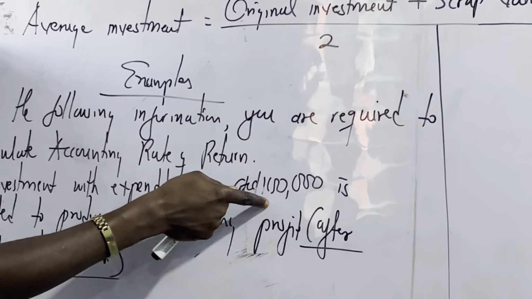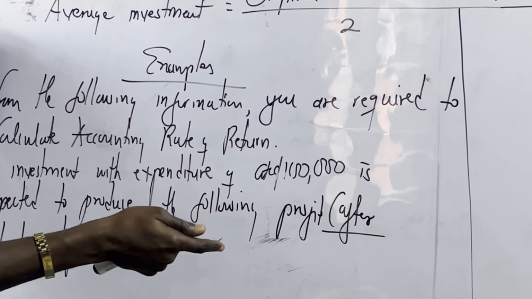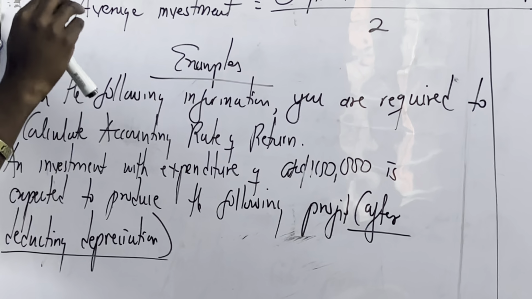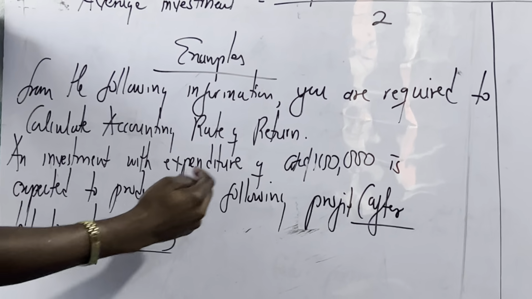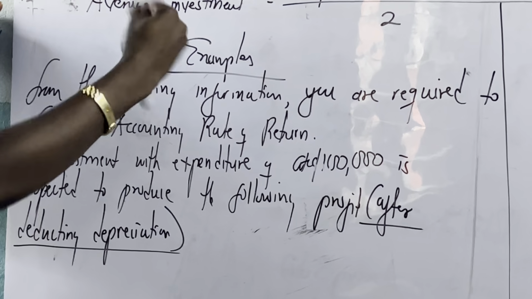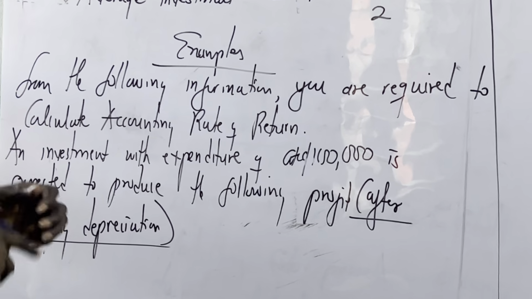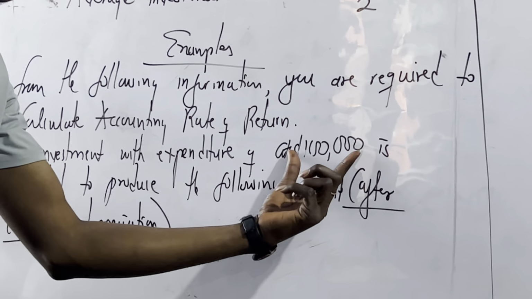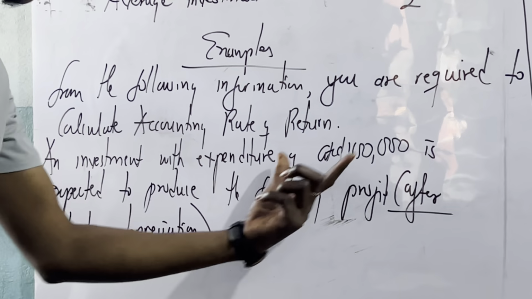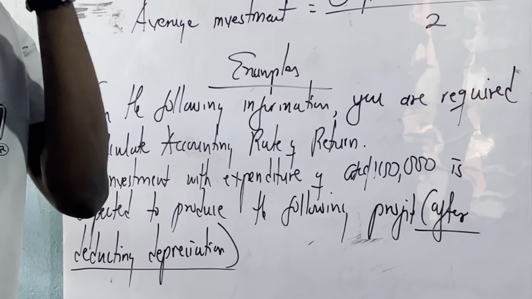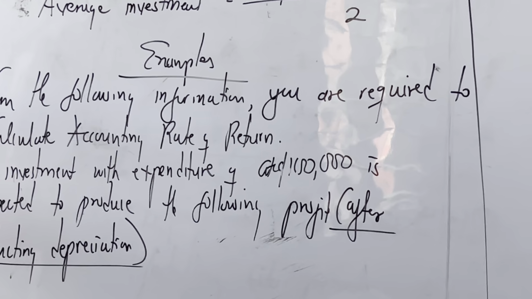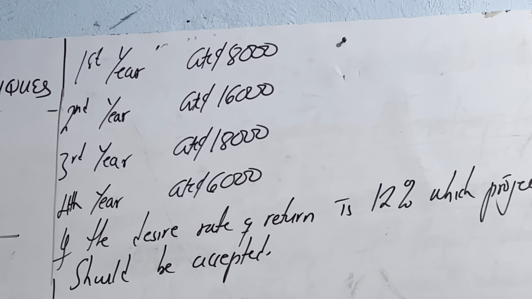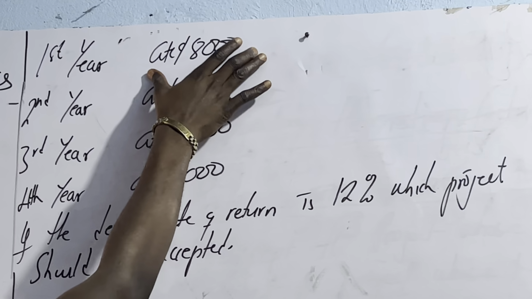If the question is given, say, before depreciation, you cannot go ahead and do what we are about to do. You have to do one or two calculations, that is, do one or two adjustments. Calculate your net profit after depreciation. But in this question, what they are trying to say is the 100,000 here is the value after making adjustment for depreciation and, let's say, tax.